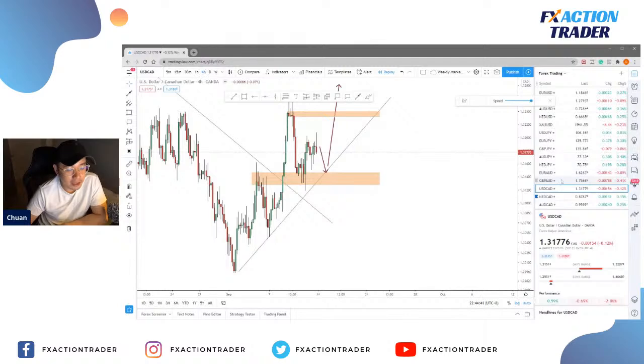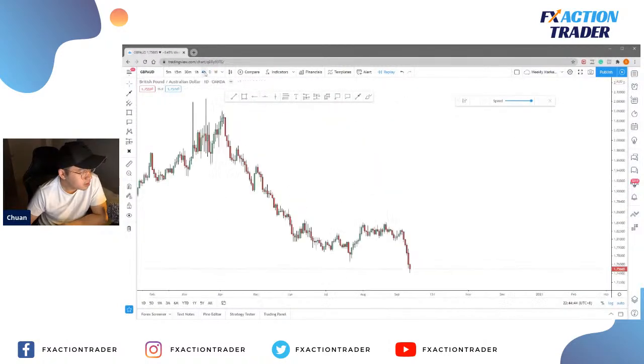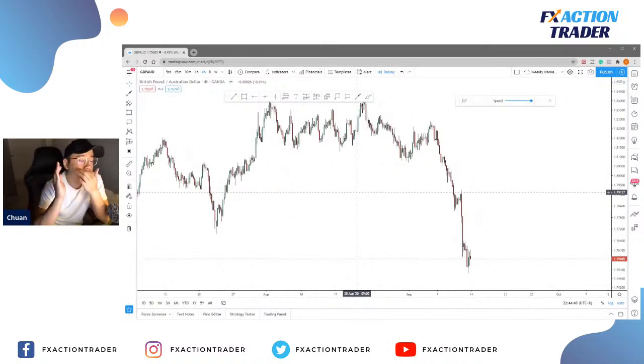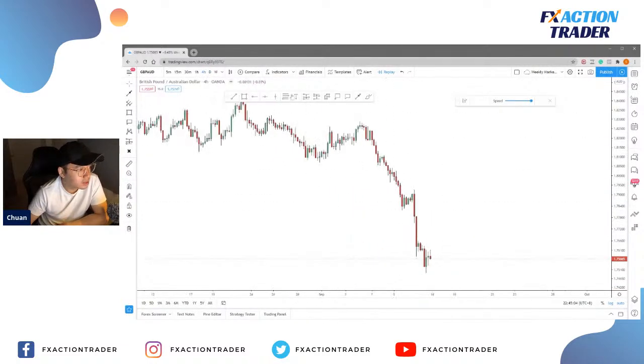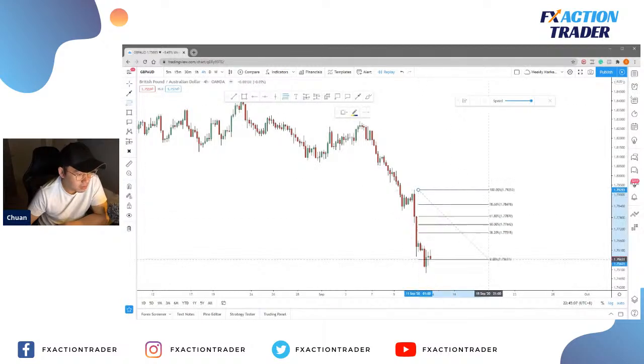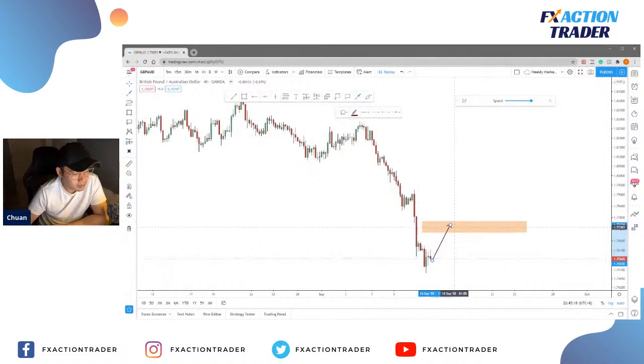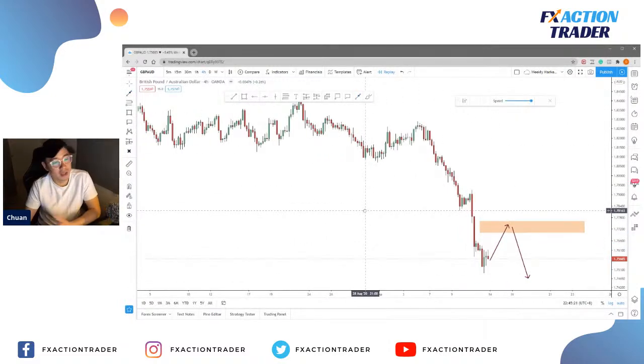All right, so the last pair for today. Last week we saw a massive sell-off, a massive drop of all the pound pairs, and this week I would expect the market to do some pullback before the continuation drop. So what we are going to do is just wait patiently for the pullback. In this example, we can just wait at this Fibonacci area over here, about 50% of the retracement. Just wait for the pullback and look for an entry signal on the lower time frame.